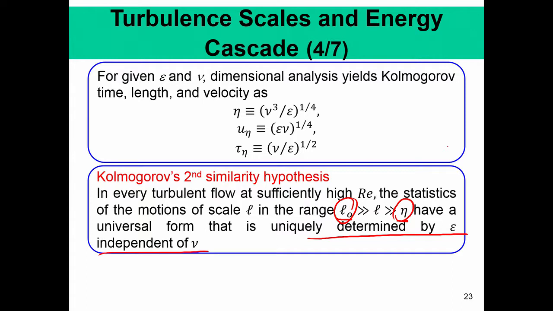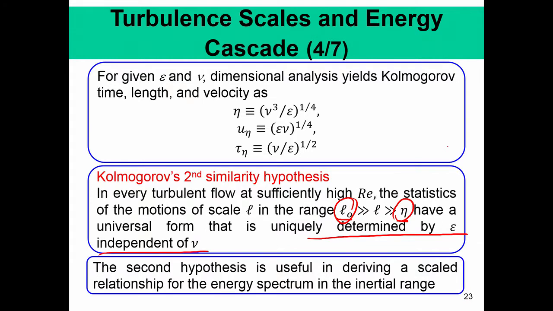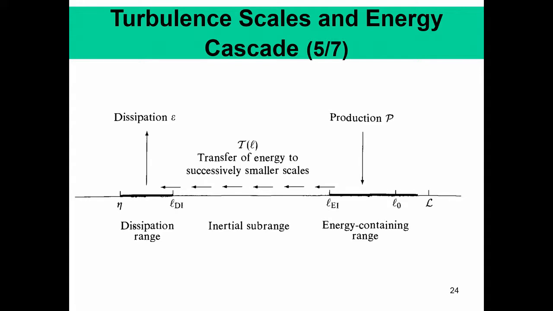Why is that so? Why did Kolmogorov say these things? What does it actually mean? Okay. And as you will see, the second hypothesis is useful in deriving a scaled relationship for the energy spectrum at the inertial range. So, this is what he means.